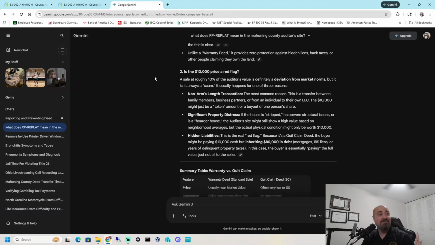Hidden liabilities. This is the real red flag, because with the quit claim deed, the buyer might be paying $10,000 cash but inheriting about $8,000 of debt. He's inheriting about $500,000 in mortgages, IRS liens, or years of delinquent property taxes. In this case, the buyer is essentially paying the full value, just not all to the seller.